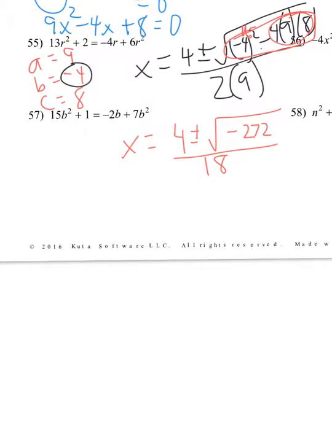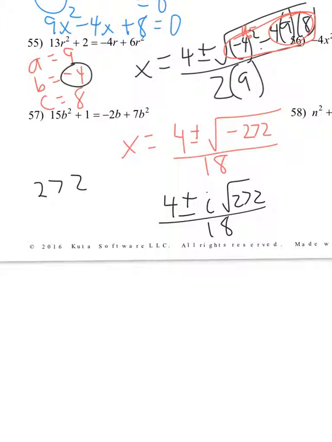So now we're going to go through and we've got to simplify the radical. First of all, it's the square root of a negative. So that's, if you remember, that's going to have the i on it. So it's 4 plus or minus i square root 272 all over 18. Now we have to simplify 272. Okay, 272 is not a perfect square, so I'm going to break 272 down.